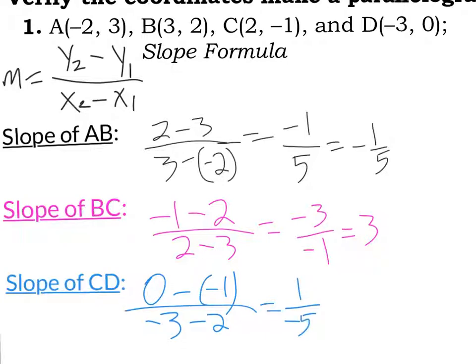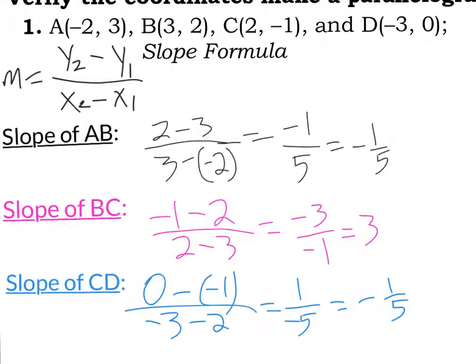And see, the first one was negative 1 over 5. That's the exact same thing as 1 over negative 5. Because like I said before, you could just rewrite it with that negative on the side. And that way it doesn't confuse you. So we have two slopes that are the same, negative 1 over 5 and 1 over negative 5.